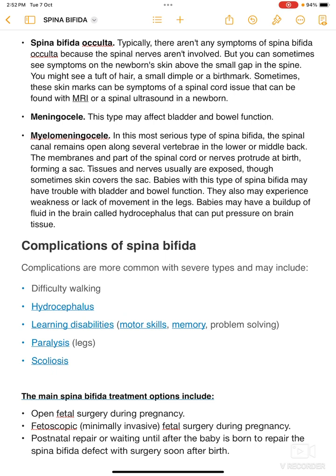A baby with this type of spina bifida may have trouble with bladder and bowel functions and lack of movement in the legs. A baby may have hydrocephalus, which can put pressure on the brain tissue.